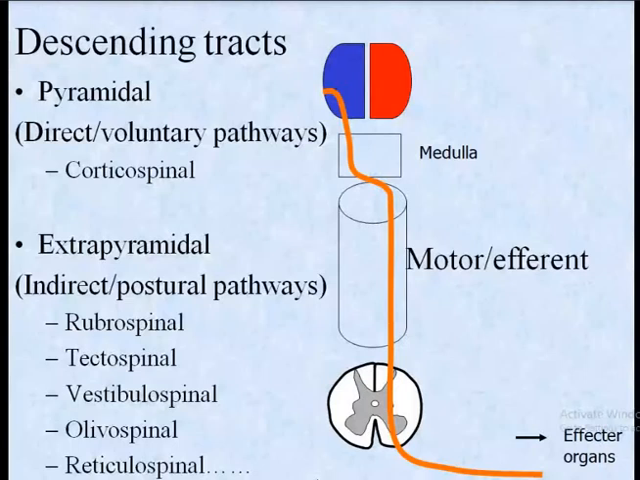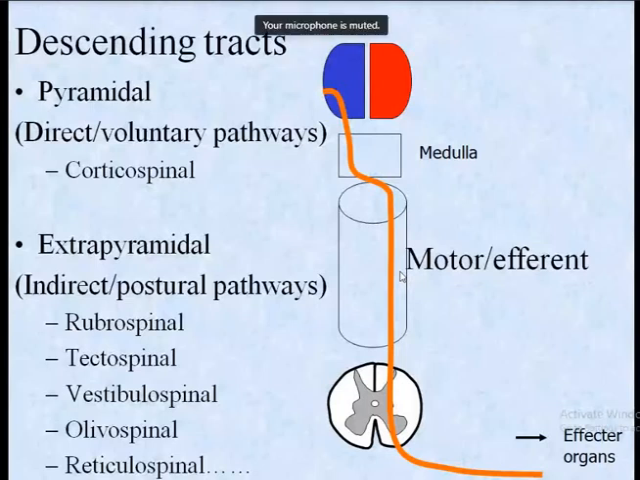So from the higher center, this descending pathway descends down through the brainstem and up to the spinal cord to the effector organ. Okay, so that's why it is also known as the motor or efferent pathway, while the sensory pathway or ascending pathway is also known as the sensory or afferent pathway, which carries impulses from the peripheral organ to the higher center. Now the impulse from the higher center to the peripheral organ is carried by this motor pathway, so it is known as the efferent pathway.